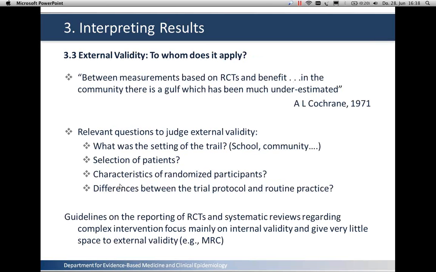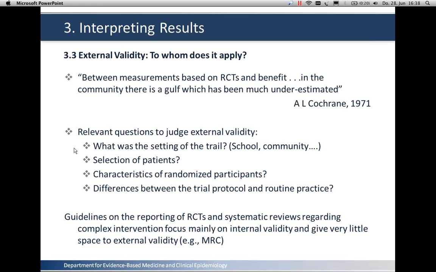And we have the external validity, the question about to whom it applies. Here I have a sentence from Cochrane. He said, between measurements based on RCTs and benefit in the community there is a gap which has been much underestimated. The question is about external validity. Here I wrote four, from my point of view, important questions to answer this.